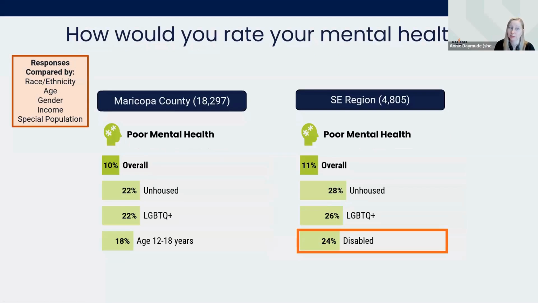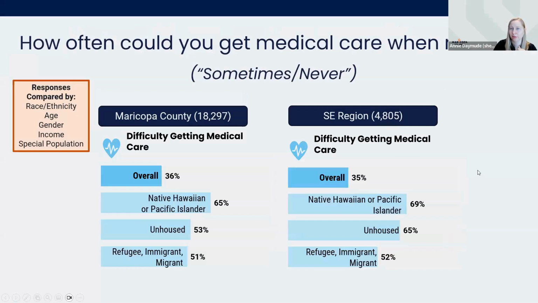When we look at how would you rate your mental health, poor mental health was identified by 10% of respondents in the county and 11% of respondents in the Southeast region. Unhoused and LGBTQ+ were the highest categories of folks in both the county and the region. But one difference is that in the Southeast region, folks with disabilities were more likely to rate their mental health as poor, versus in the county, those aged 12 to 18 were in the top 3 for rating poor mental health. And again, you can look at your specific city profile to see which of your populations rose to the top for poor mental health.